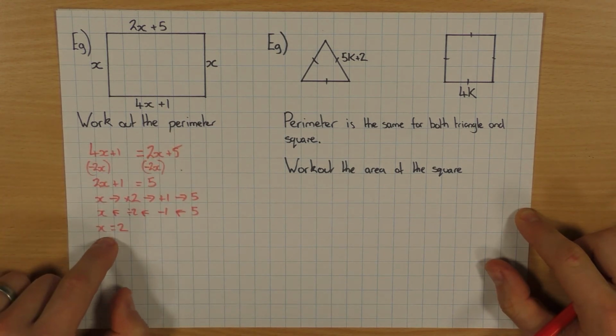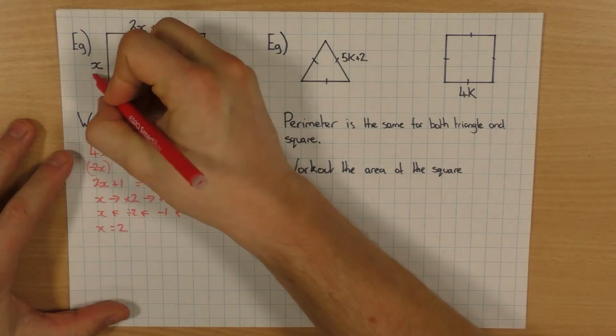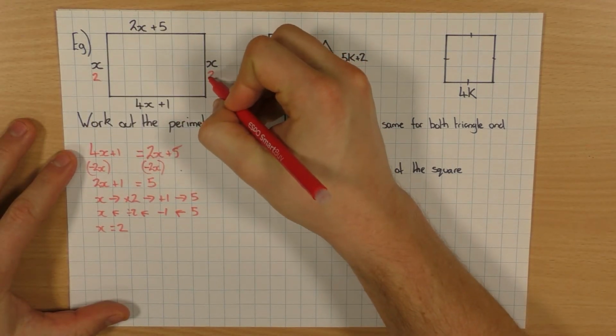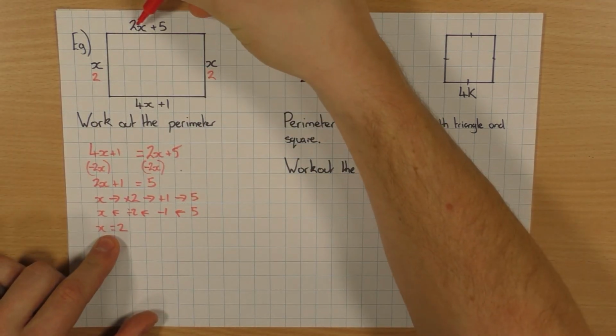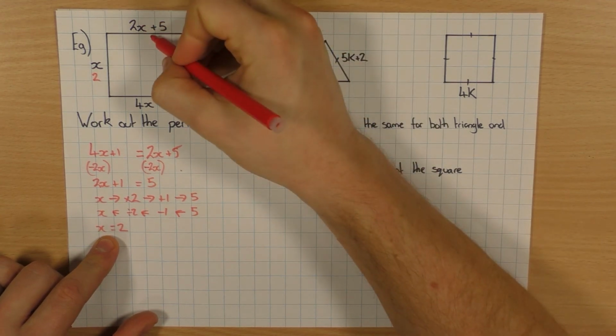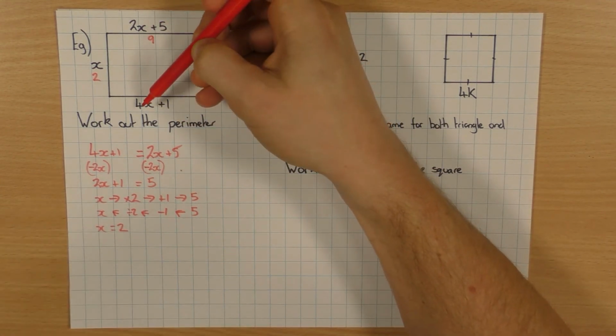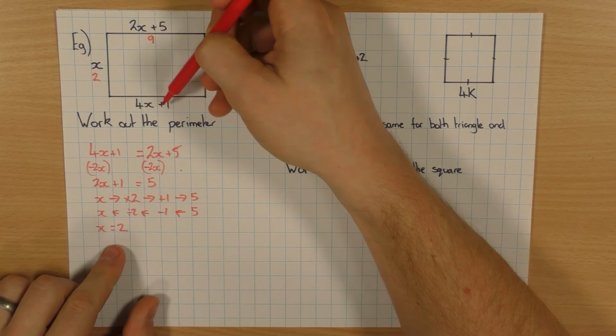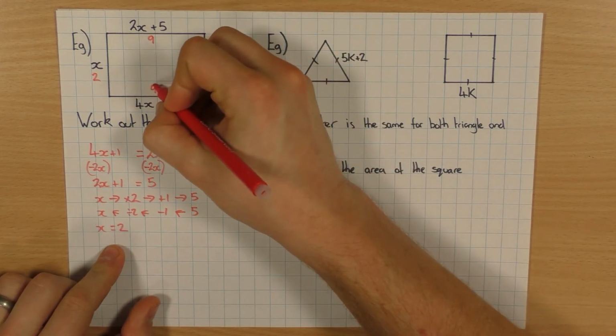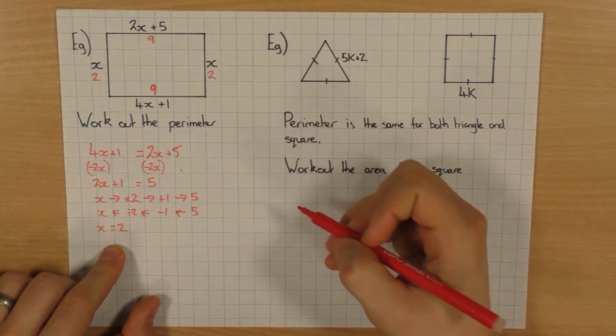So we need to put this value of x back into here. So that's going to be 2. 2 times 2 is 4, plus 5 is 9. Hopefully this will also be 9. So 2 times 4 is 8 plus 1 is 9. Yep, excellent. So everything went to plan because these two should have been equal.